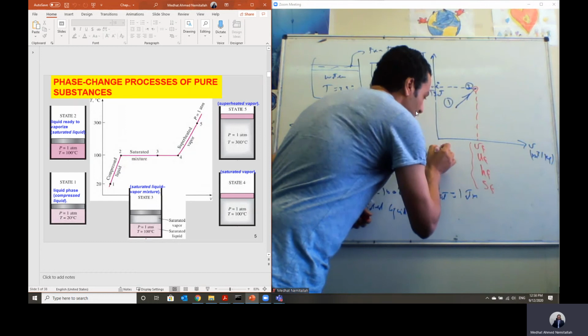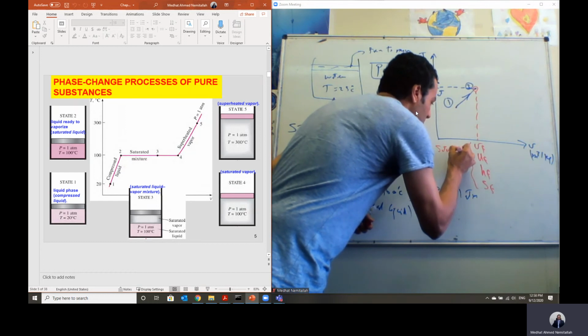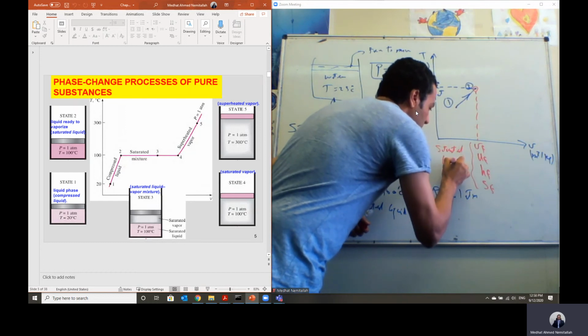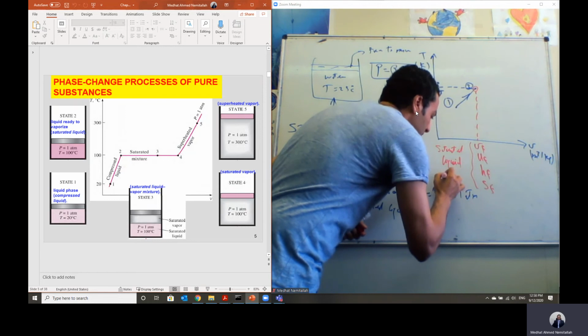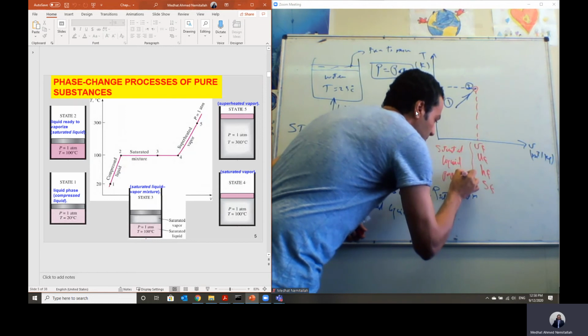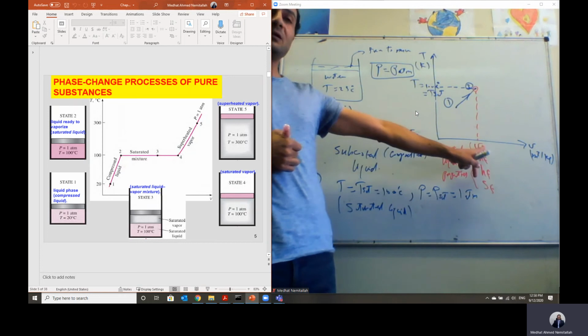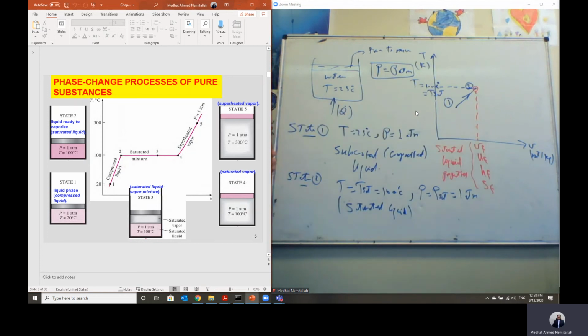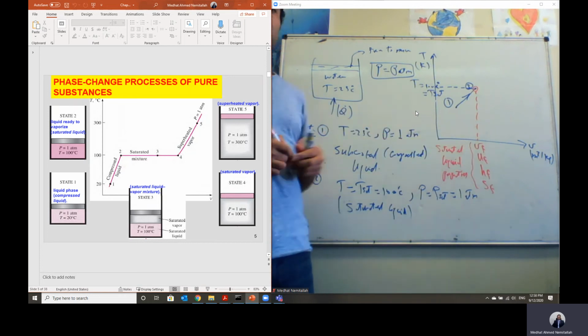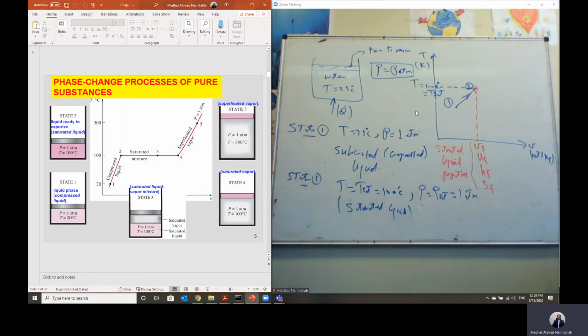So those properties are saturated liquid properties. Okay, all the properties we call vf, which is the saturated liquid specific volume, internal energy uf, enthalpy hf, and the entropy is sf. And this state we call the state of saturated liquid. Saturated liquid is the liquid that is about to vaporize.